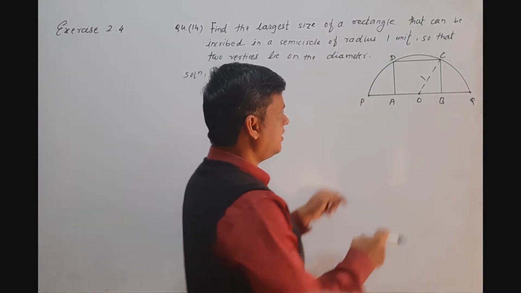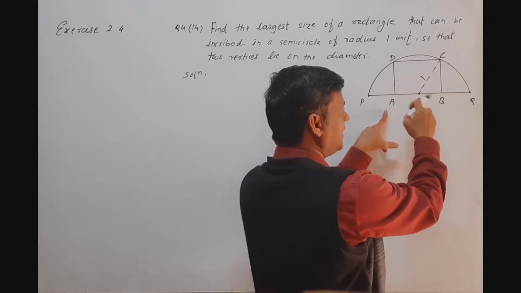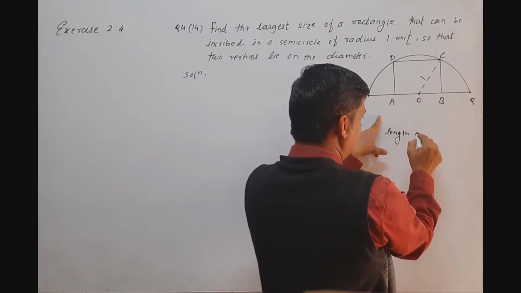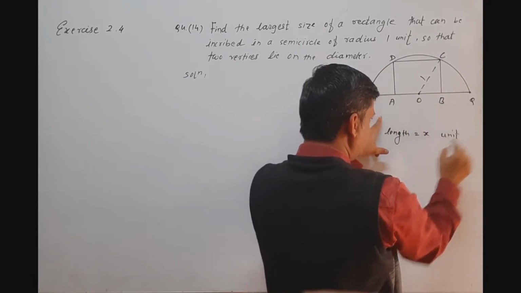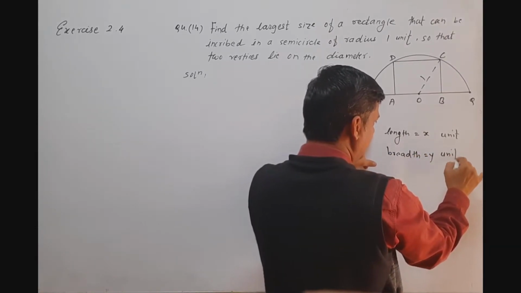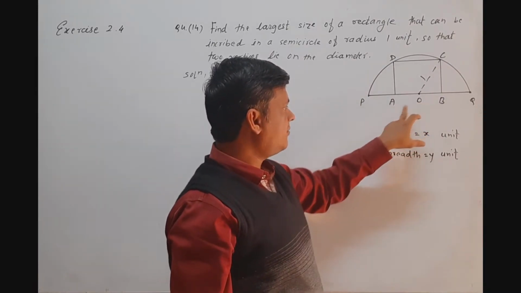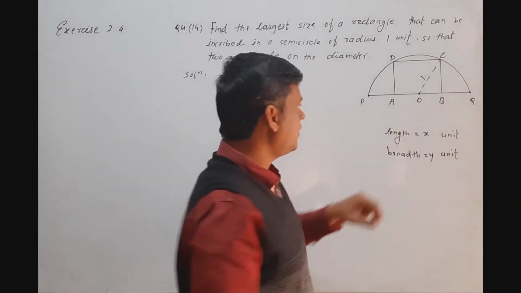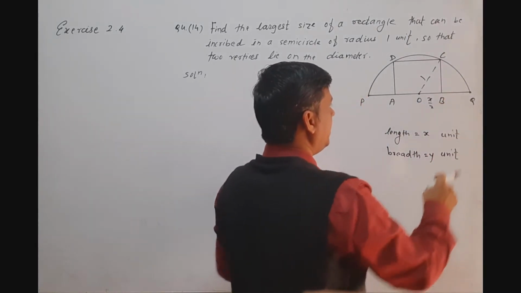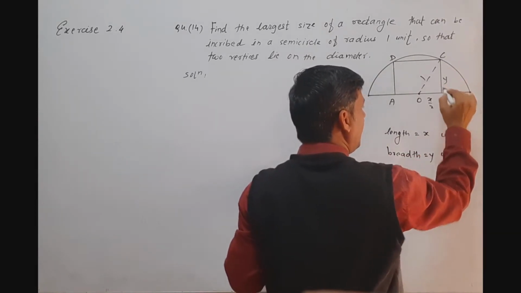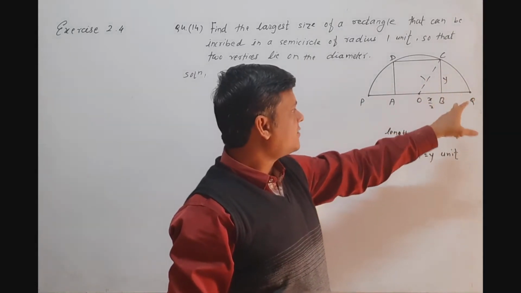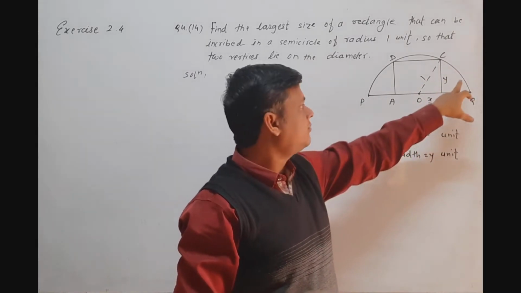Here we consider the dimensions of this rectangle, that is, length equals x unit, breadth equals y unit. So this O is the midpoint of AB. So here the length of OB equals x by 2, and the breadth BC equals y unit. Here we apply the Pythagoras theorem to express y in terms of x or x in terms of y.